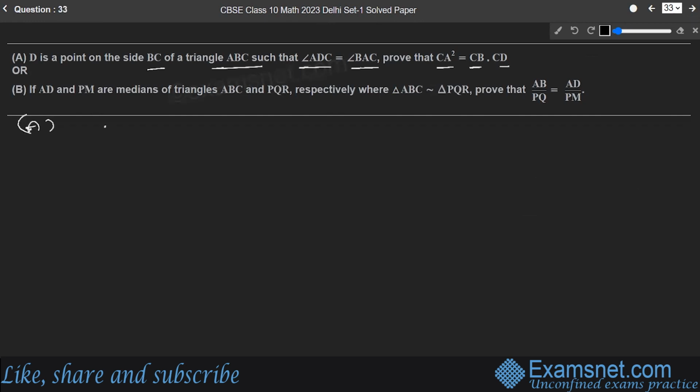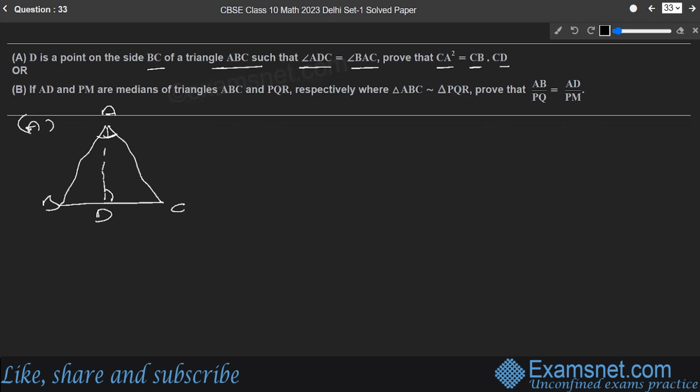So let's make the triangle first. Let's say this is the triangle. This is your point A, this is your point B, this is your point C. Let us join A with BC. So let us name this point D, and there is this angle A, and there is this angle ADC.